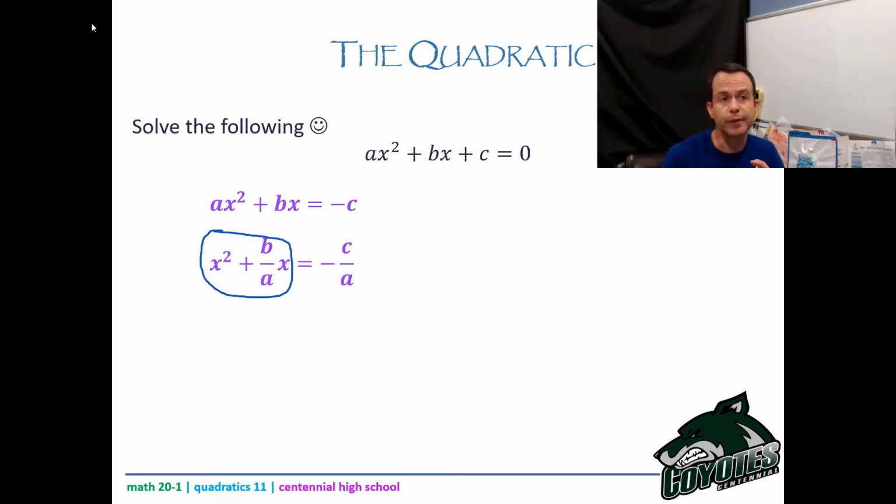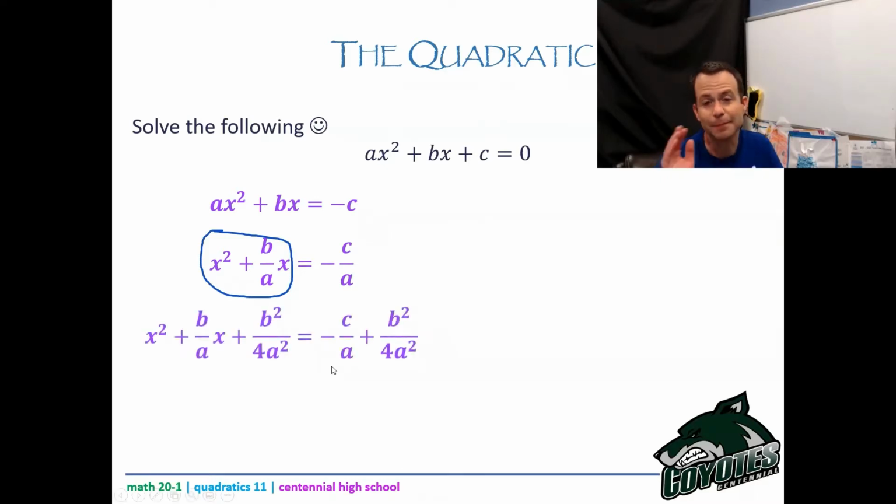And then I need to square that. Well, I square the top, square the bottom. So I've got b on the top, that'd be b squared. And then on the bottom, I had 2a. When I square that, that would be 4a squared. Okay, so my magic number right now would be b squared over 4a squared. And I want to add that to both sides so that I maintain equality. Okay, so I've added b squared over 4a squared to both sides.